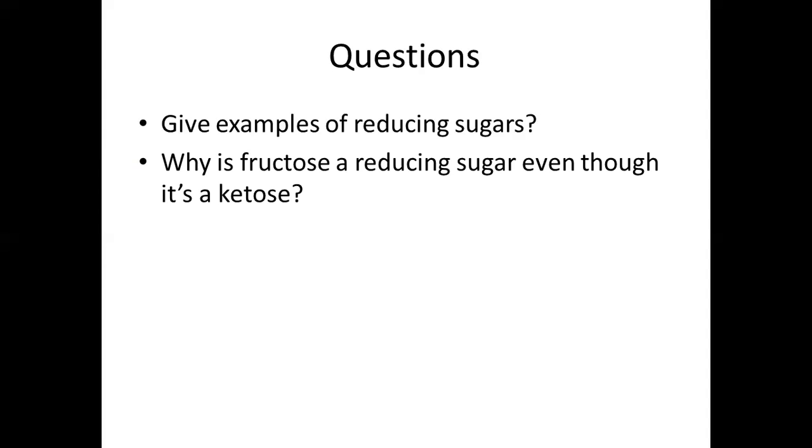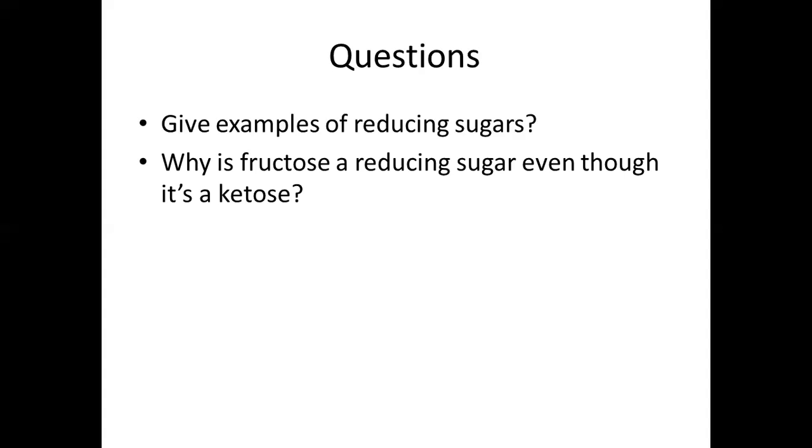Okay, so when we look at fructose, even though it is a ketone or a ketose, it is able to isomerize into an aldose sugar. So it can change. It can be converted into an aldose sugar. So it can convert to glucose.